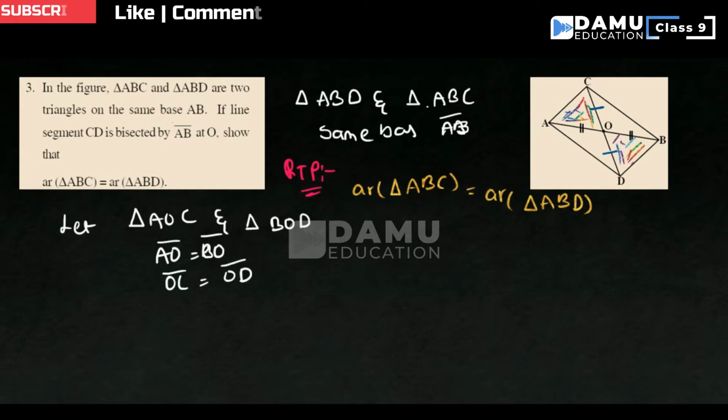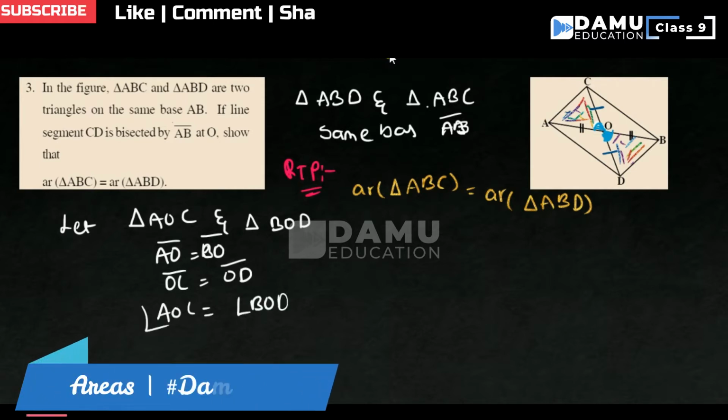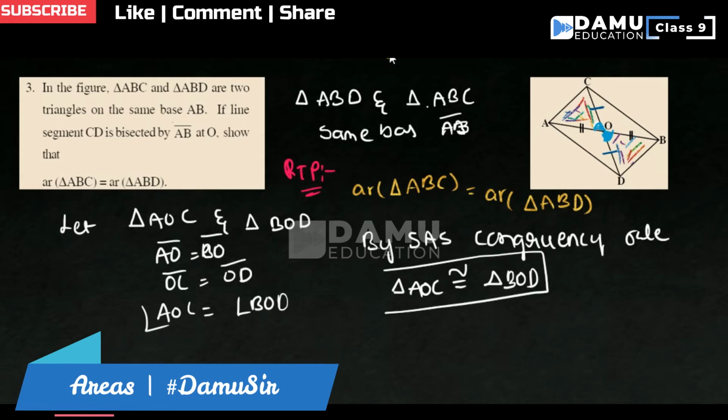Then what we have to take here is the angles. Angle AOC, this is the angle, vertically opposite angles. So angle O and here also angle O in the two triangles. Angle AOC is equal to angle BOD. So by the SAS congruency rule, triangle AOC is congruent to triangle BOD. So this is the first one.